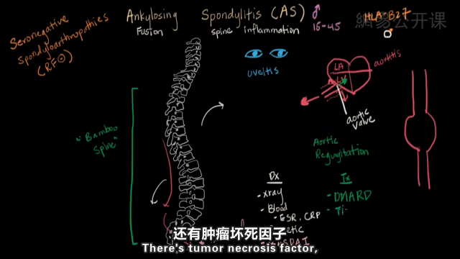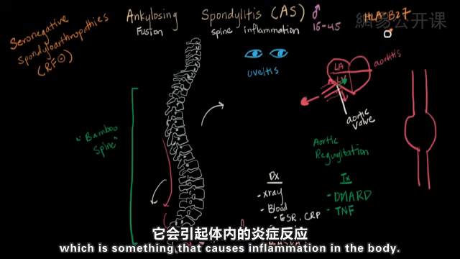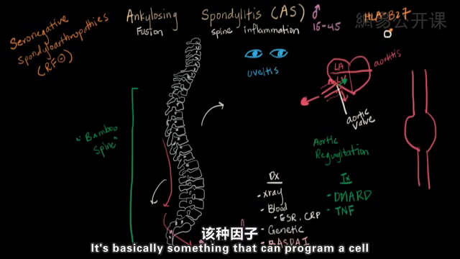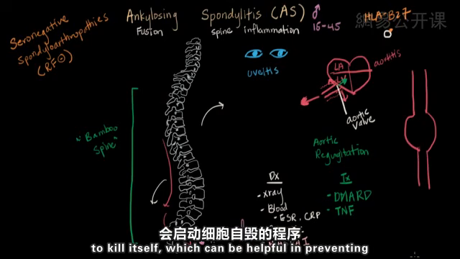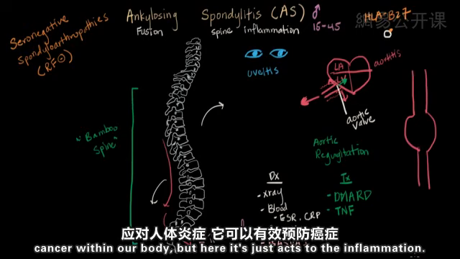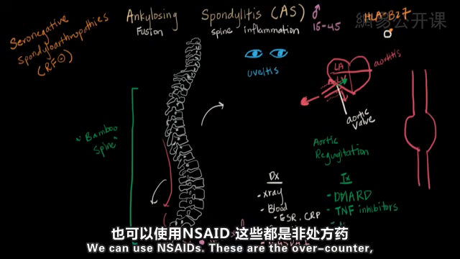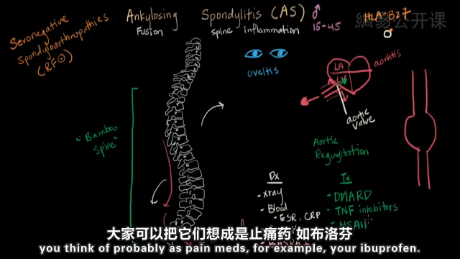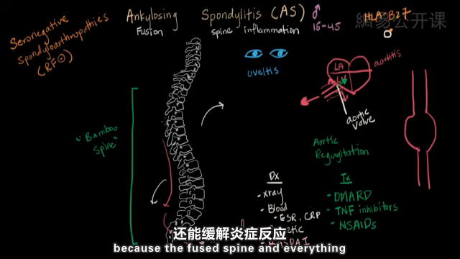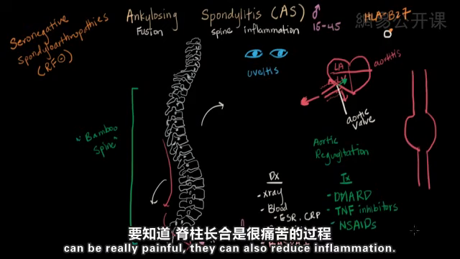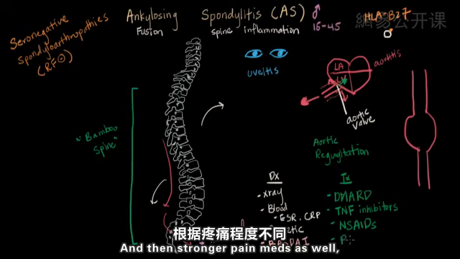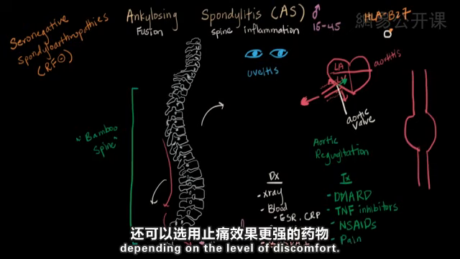There's tumor necrosis factor, which is something that causes inflammation in the body. It's basically something that can program a cell to kill itself, which can be helpful in preventing cancer within our body. But here it just adds to the inflammation. So TNF inhibitors can be used, again, to reduce the inflammation going around in the body. We can use NSAIDs. These are the over-the-counter drugs you probably think of as pain meds, for example, your ibuprofen. And they not only treat the pain, because the fused spine and everything can be really painful, but they can also reduce inflammation. And then stronger pain meds as well, depending on the level of discomfort.